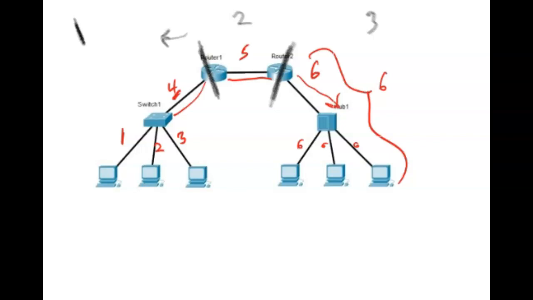So there we have it. We have 6 collision domains and 3 broadcast domains.